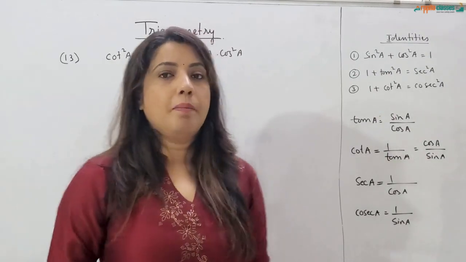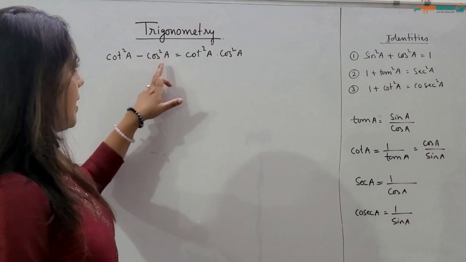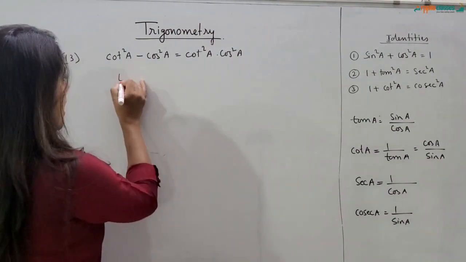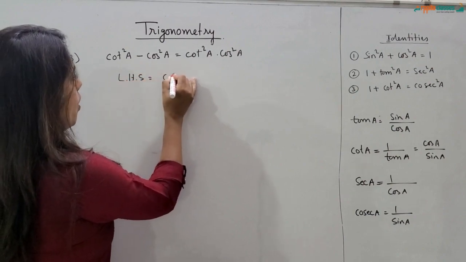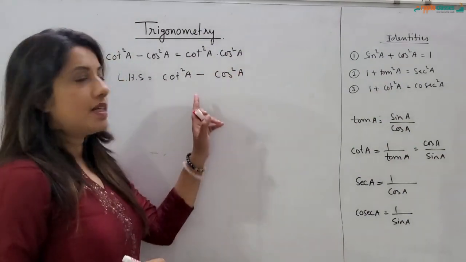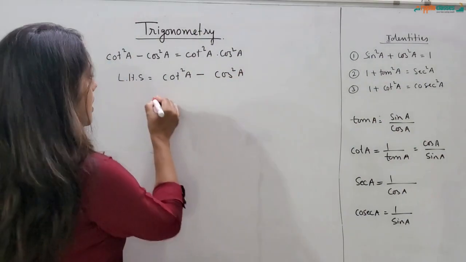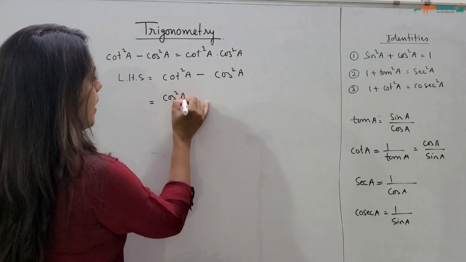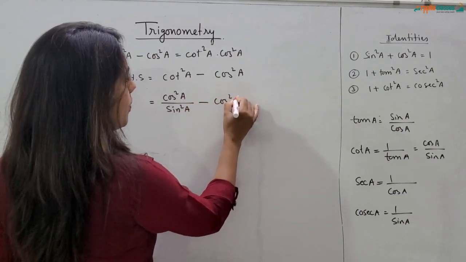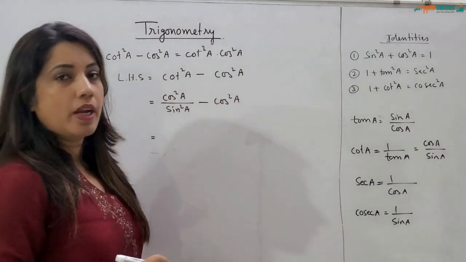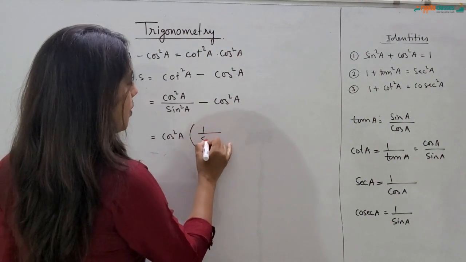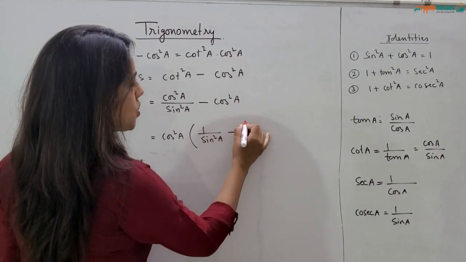Now the 13th sum in front of us, cot square A minus cos square A is equal to cot square A into cos square A. So I am taking the left hand side, cot square A minus cos square A. Let us resolve this in cos and sine. So we can write it as cos square A upon sine square A minus cos square A. Now we will take cos square A common from the two terms. I will take cos square A common, so I get 1 upon sine square A minus 1.